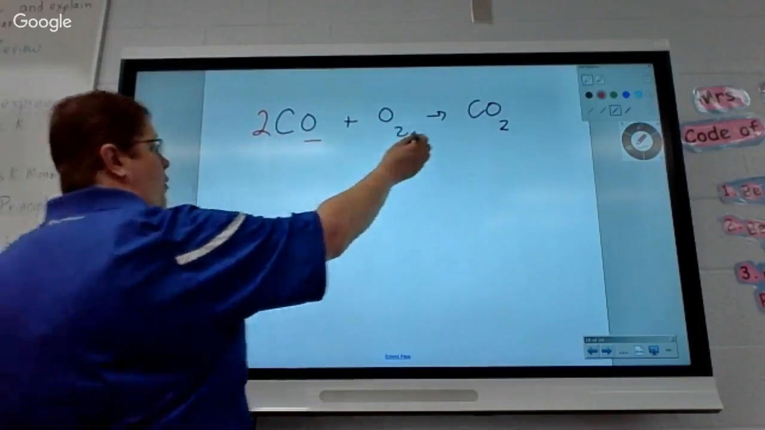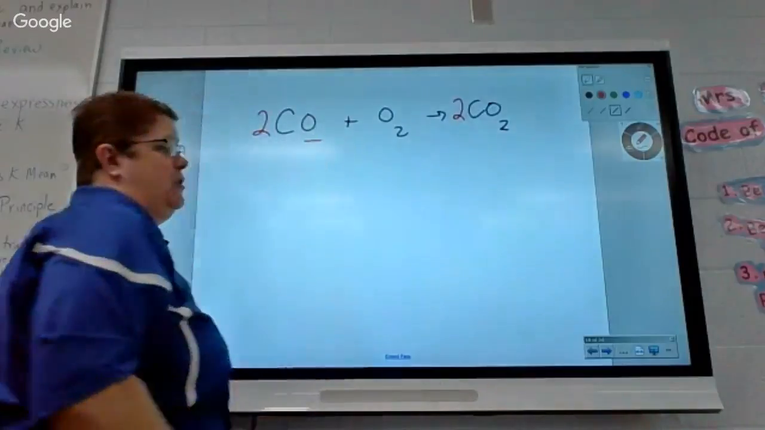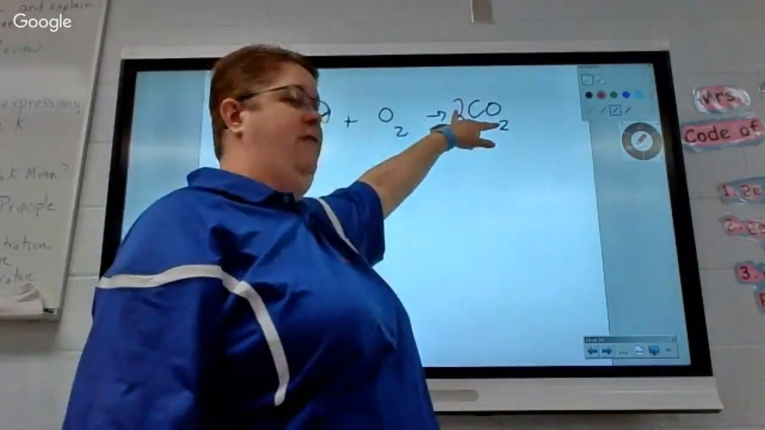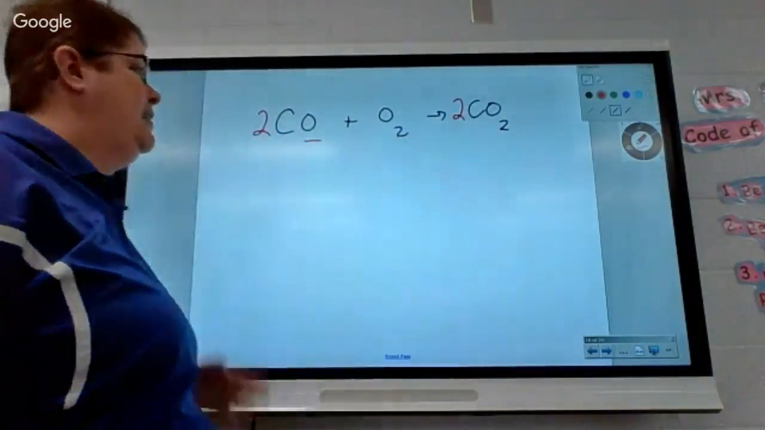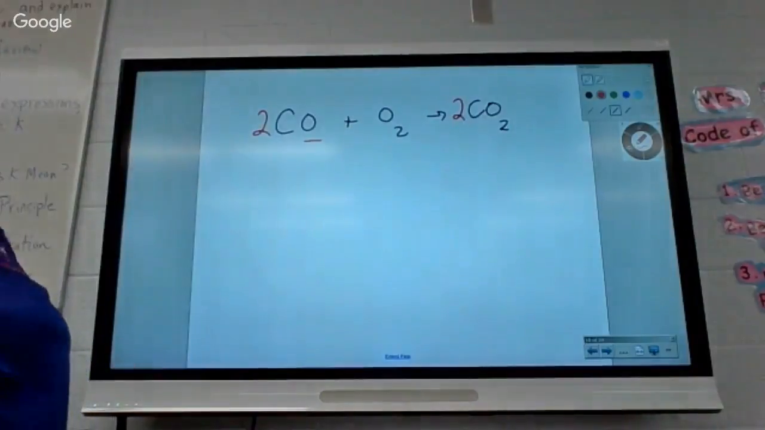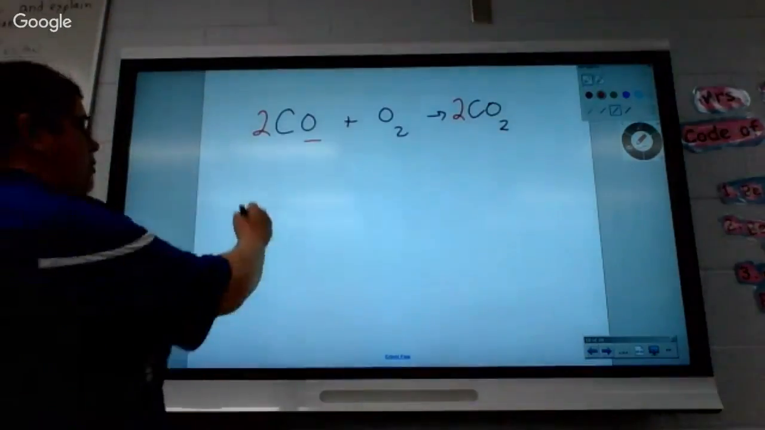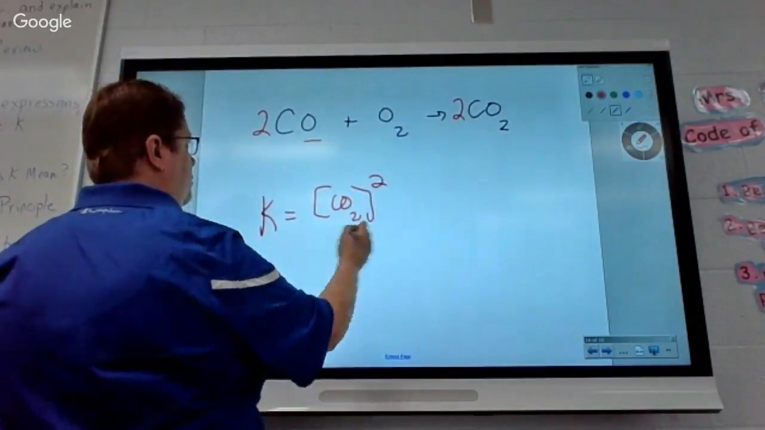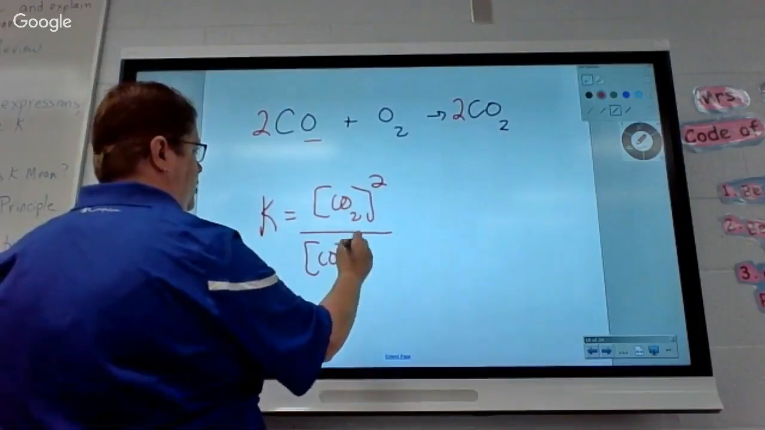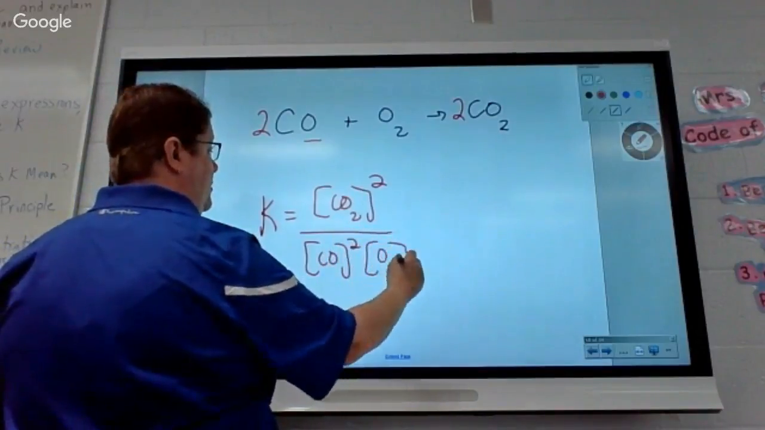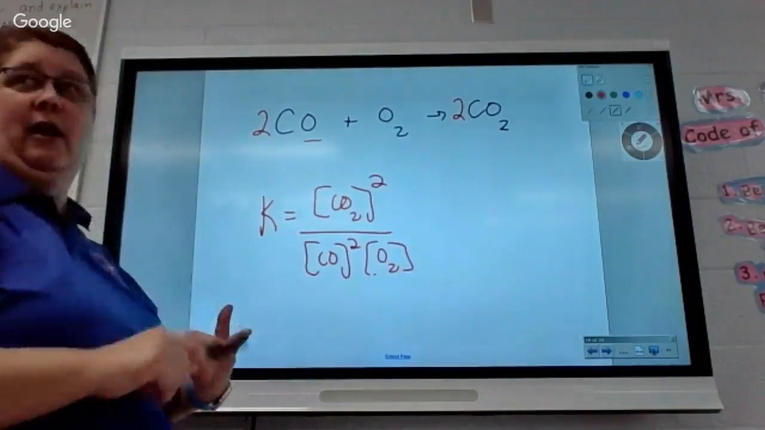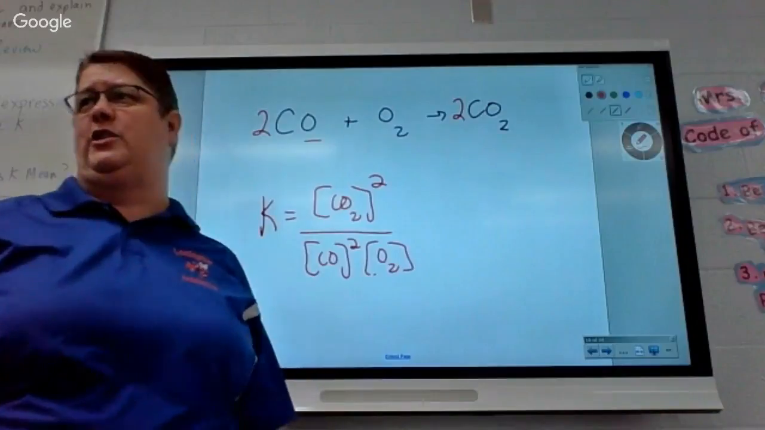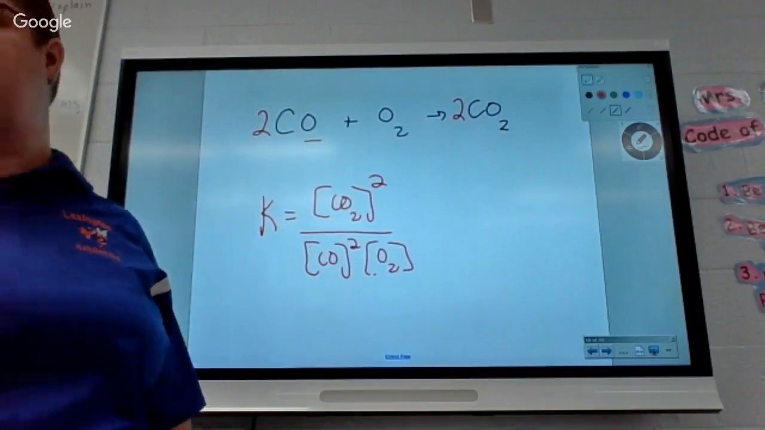So if you put a 2 here, what do you have to put here? A 2 to balance your C's. Well, 2 plus 2 is 4 O's, and you have 4 here. It's balanced. Y'all had some really weird combinations out there. Now, from there, K would be CO2 with a 2, CO with a 2, and then O2. Most of the mistakes that I corrected were calculator errors, and like Destiny, she had the numbers for CO and CO2 flip-flopped. So I suspect if you have an error, it is probably something like that.